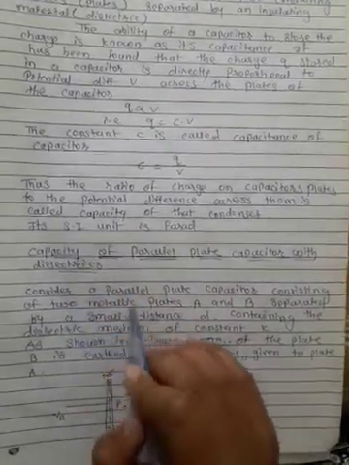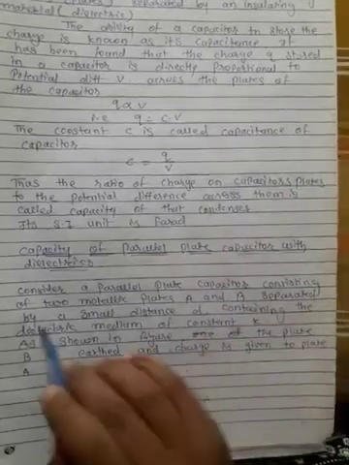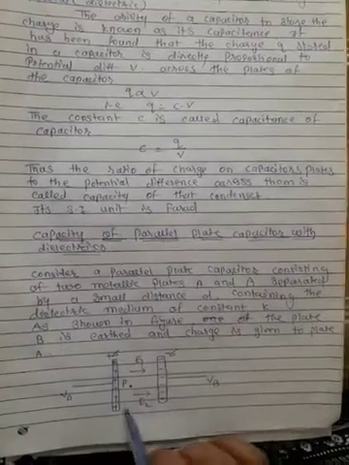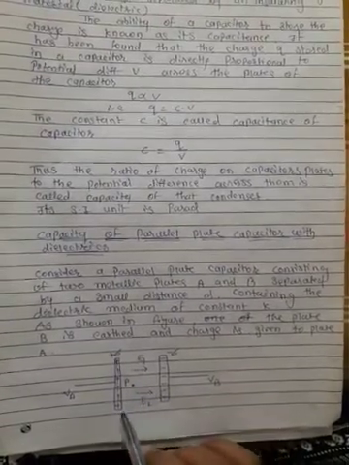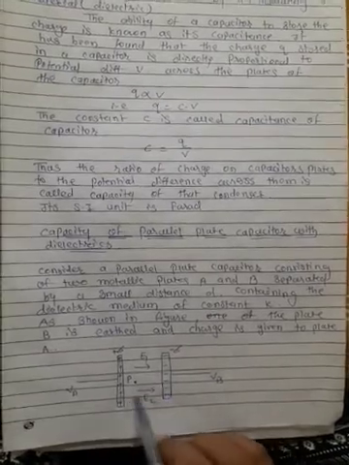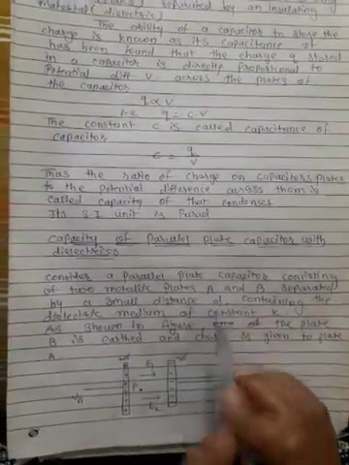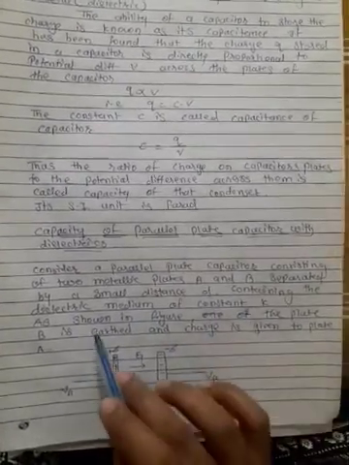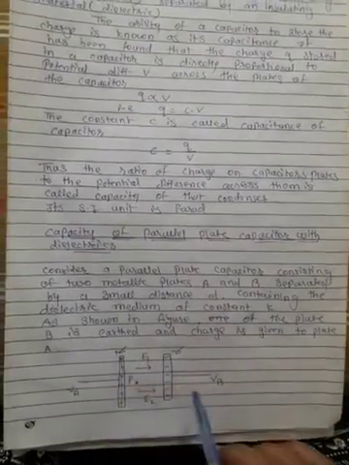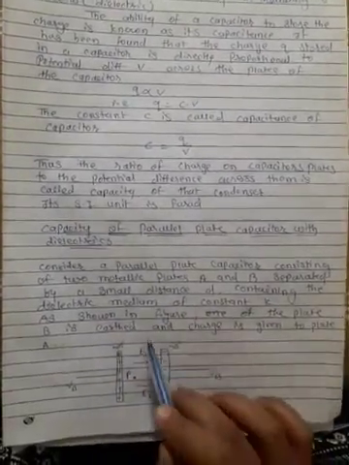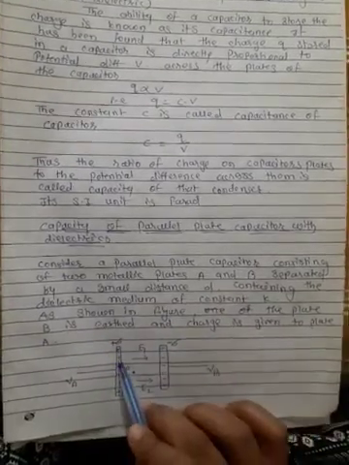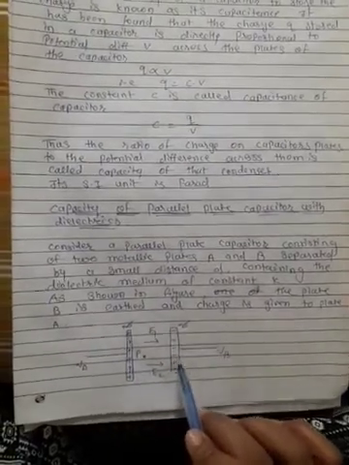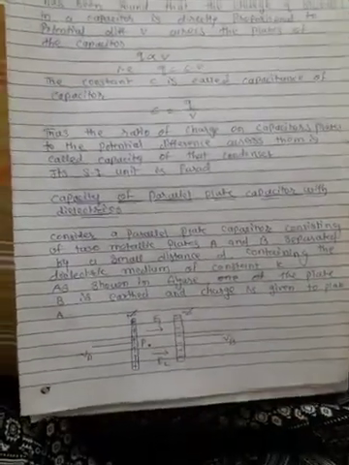For that, we consider a parallel plate capacitor consisting of two metallic plates A and B, separated by a small distance d, containing a dielectric medium of constant K. As shown in the figure, plate B is earthed and the charge is given to plate A.